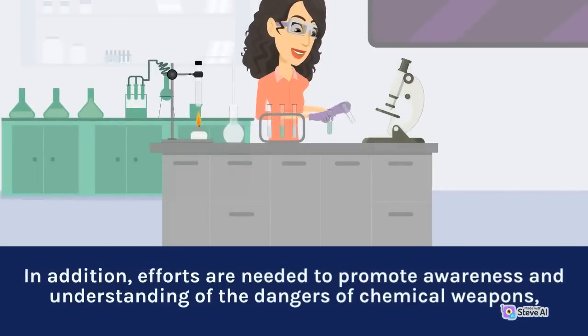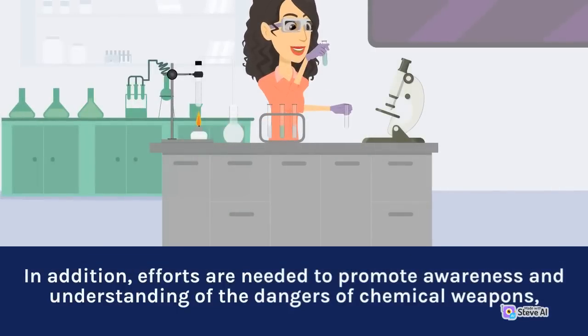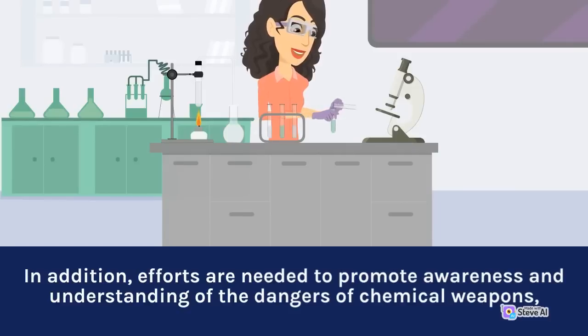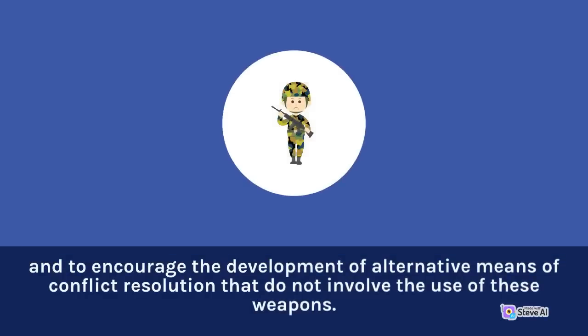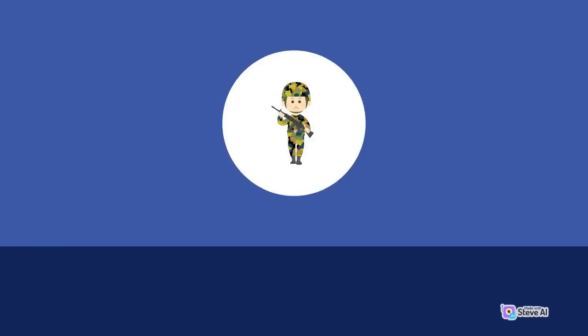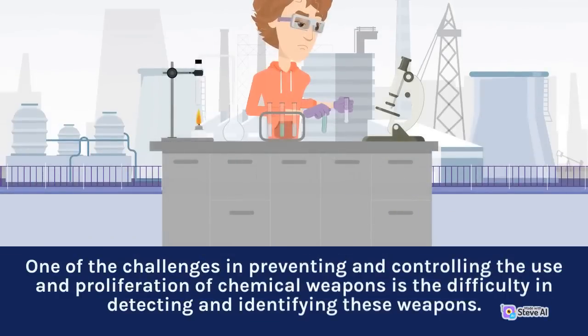In addition, efforts are needed to promote awareness and understanding of the dangers of chemical weapons, and to encourage the development of alternative means of conflict resolution that do not involve the use of these weapons. One of the challenges in preventing and controlling the use and proliferation of chemical weapons is the difficulty in detecting and identifying these weapons.